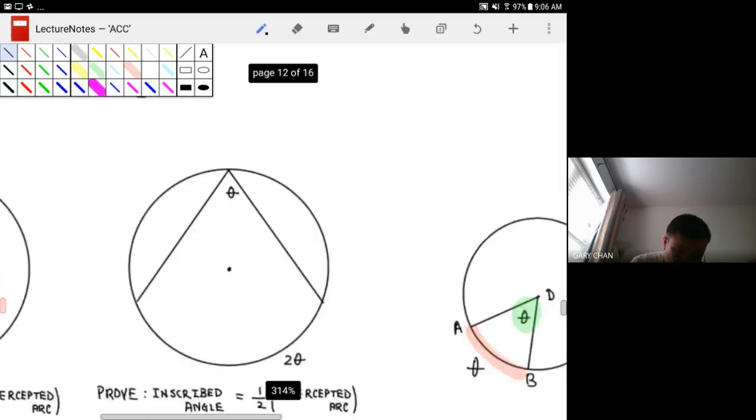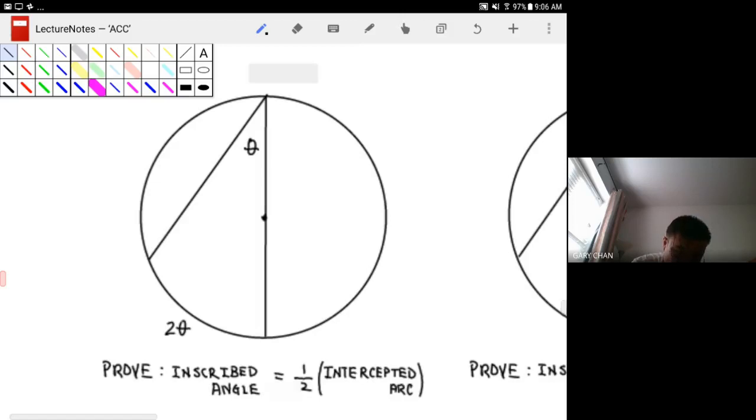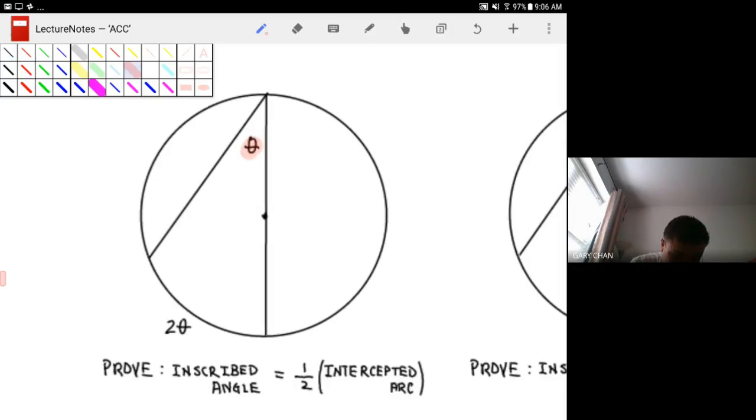What I wanted to go through with you with the enrichment problem is to show why the intercepted arc is double that of the inscribed angle. All right, so that's the task that we have at hand, okay?